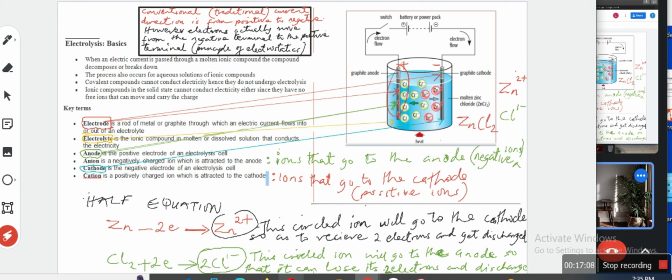It's going to where? Did you hear me? It's going to the anode. By attraction, negatively charged ions go to the anode, isn't it? And when it goes to the anode, it's going to throw away the electron so that it can be discharged. This chlorine will lose electron at the anode. That's what I'm saying. Simple way I can explain.